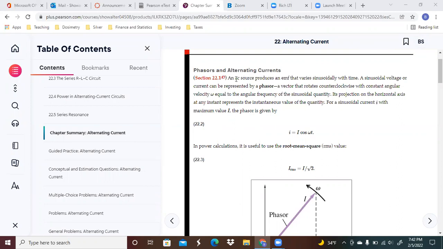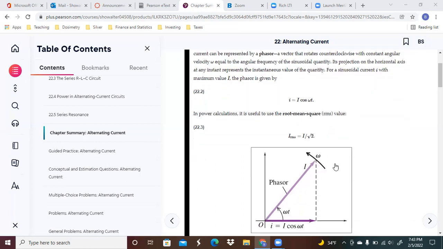So let's take a look here at the summary, and then we'll go into specifically what phasors are and what they mean for us. All right, so we've got an AC source, and we know that it produces an EMF that varies sinusoidally with time. So a sinusoidal voltage or current can be represented by a phasor, a vector that rotates counterclockwise with constant angular velocity, omega, equal to the angular frequency of the sinusoidal quantity.